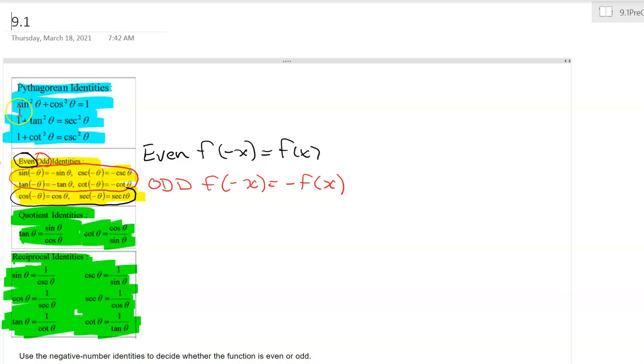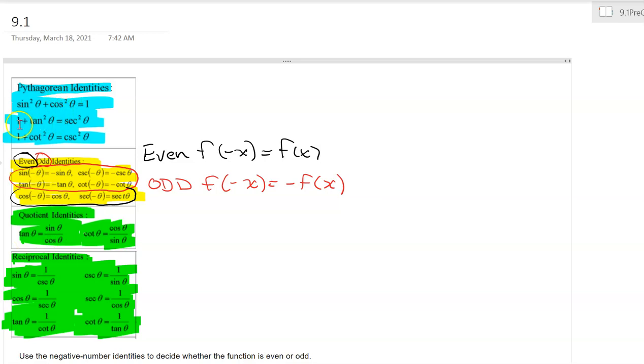And then in order to get these other two, the 1 plus tangent squared is equal to secant squared, and 1 plus cotangent squared is equal to cosecant squared. And all we have to do in this original Pythagorean identity is simply divide. If we divide by cosine squared on everything, sine squared over cosine squared, as you can see here, becomes tangent squared. So that's where this comes in.